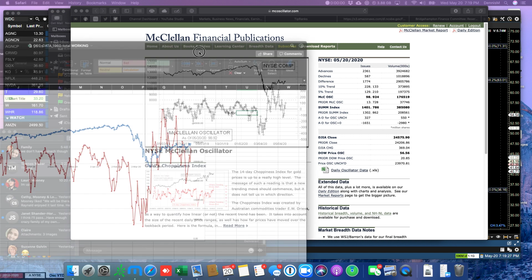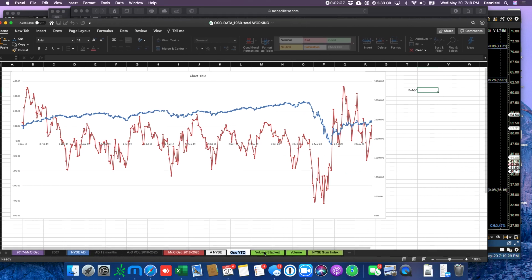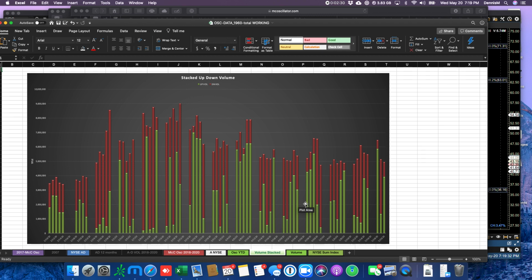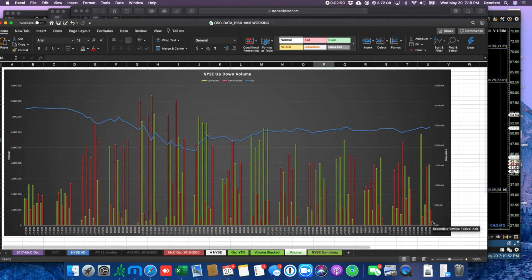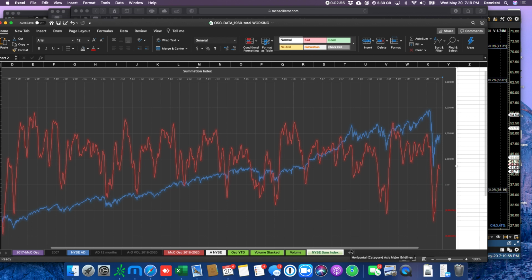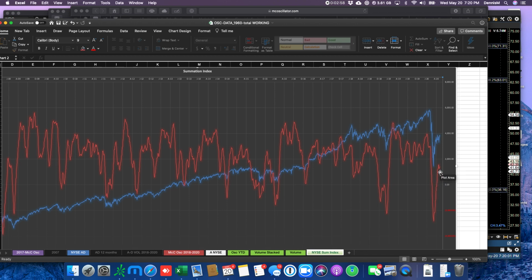If we look at our other McClellan generated charts, we see that the stacked volume looks like this. Lower than Tuesday, lower than Monday, typically lower than last week, in line with the week before, so volume is not giving us much of a direction. I thought it was. We had increasing volume last week into Monday, and now it's tailed off. The total shares traded of advancers and decliners looks like this, and the summation index is turning a little bit upwards. So we didn't get much of a pullback, just one of these kind of things.